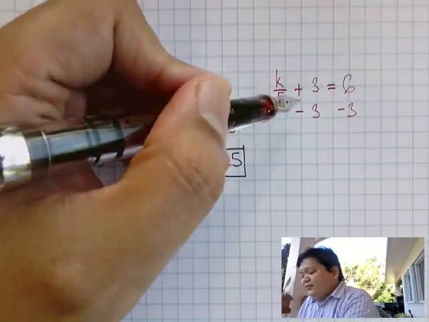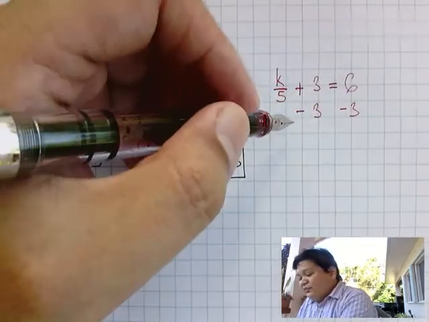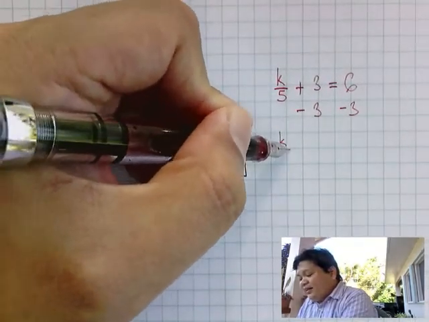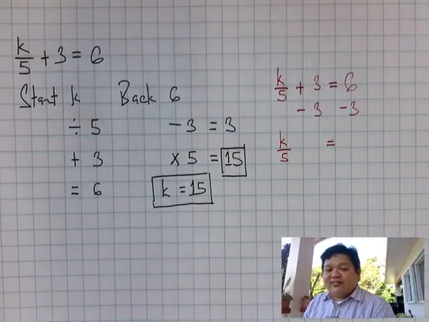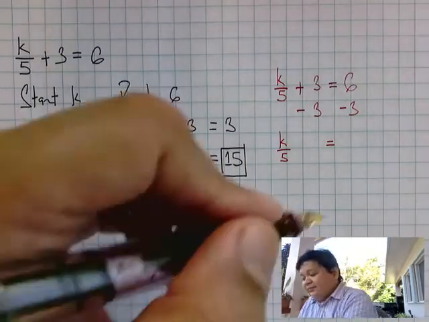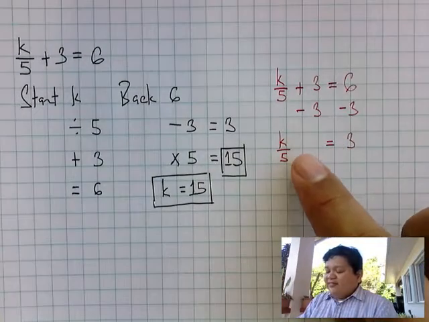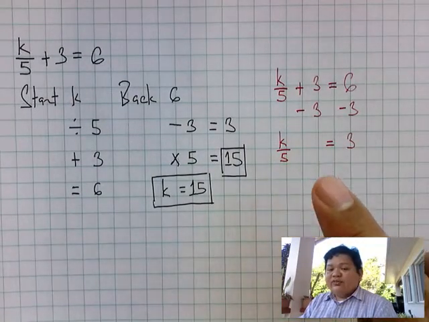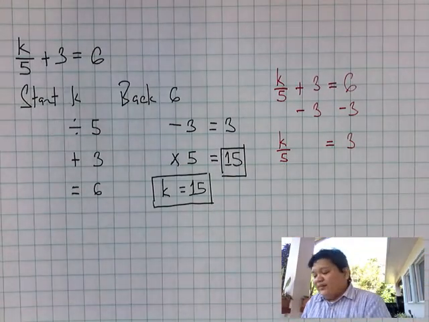This leads to positive 3 and negative 3 canceling out, because that's 0. So we don't need to write it anymore. And we'll have k divided by 5 is equal to the answer to 6 minus 3, which is 3. Then, k is being divided by 5. In order to get rid of a division of 5, we need to multiply by 5.